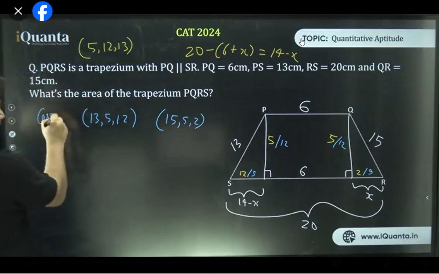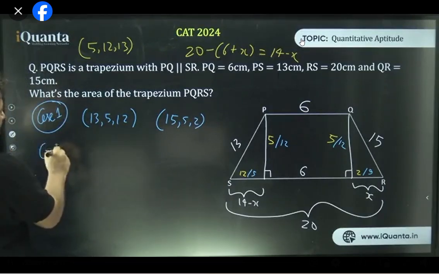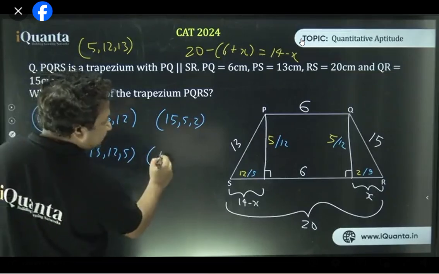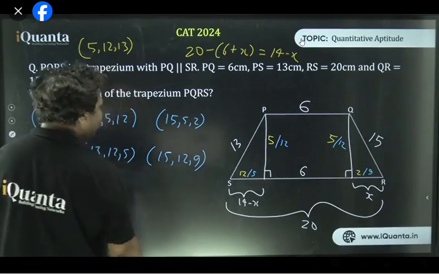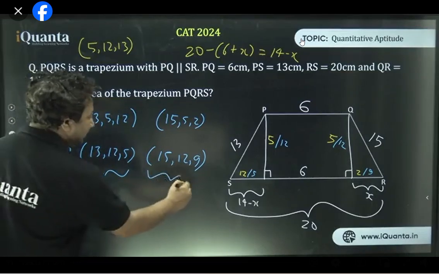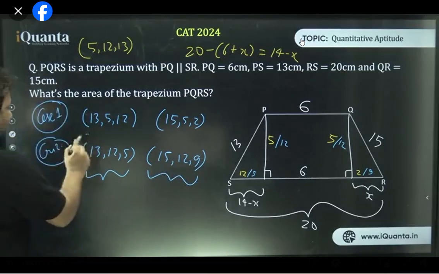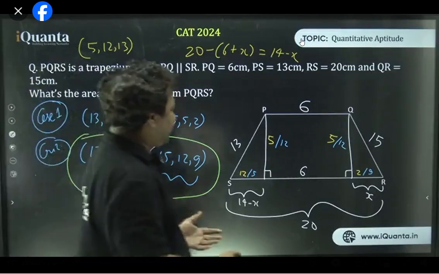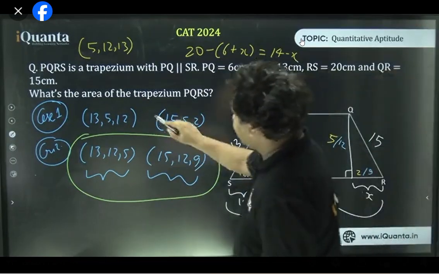We have two possibilities. Either this triangle is 13, 5, 12, and the other triangle there is 15, 5, 2. This is case 1, right? And case 2 is this is 13, 12, 5, and this one is 15, 12, 9. So as you can see, these two are making triplets, so it has to be the correct answer. And here this is not making a triplet. This is the wrong case. In fact, the height cannot be 5. So this won't be selected.